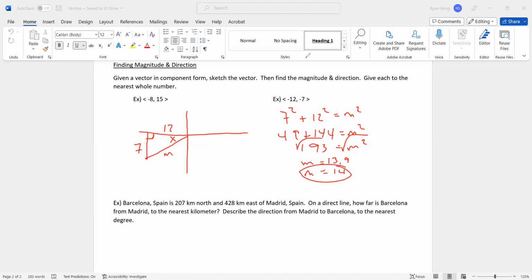Okay. To find the direction, I need to do the tangent again of x equals the opposite 7 over the adjacent 12. So it's the inverse tangent. And I get 30.2 or 30 degrees. And that's going to be south of west this time. Right, and so that's going the opposite way. That's giving you component form, and you give me the magnitude and direction.